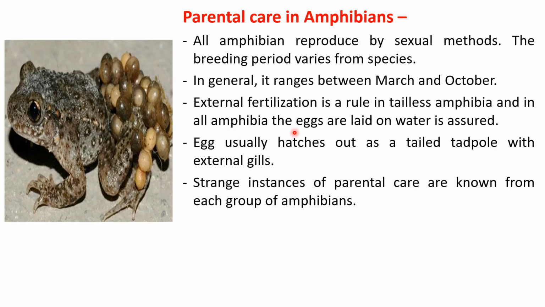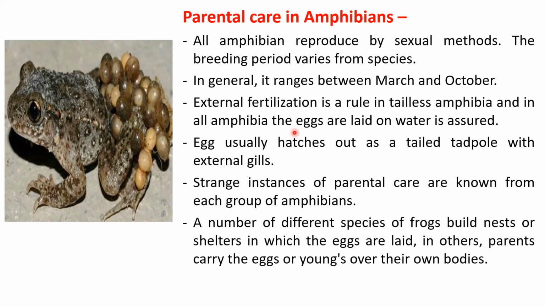So there are a number of groups of amphibians. There are a number of examples or groups of amphibians that show the parental care. A number of different species of frogs build nests or shelters in which the eggs are laid. In others, the parents carry the eggs or young ones over their bodies.